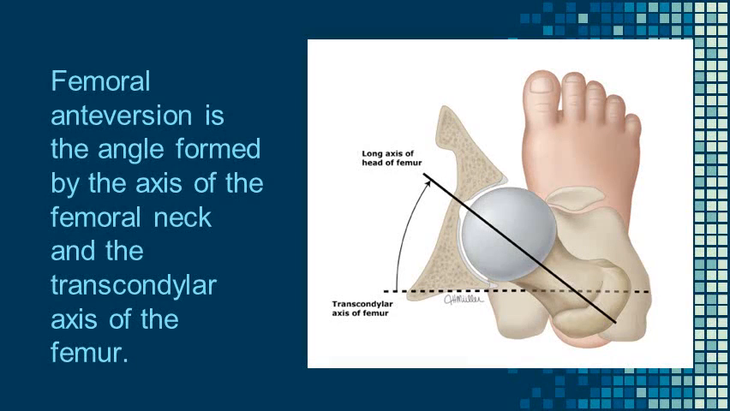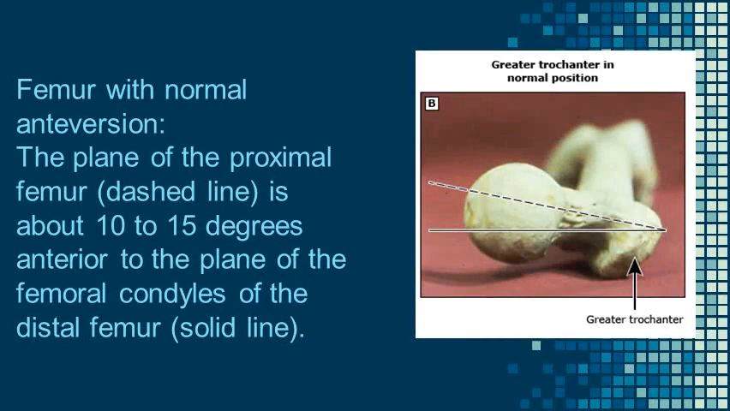So what is femoral anteversion? It is the angle formed by the axis of the femoral neck and the transcondylar axis of the femur. In a femur with normal anteversion, the plane of the proximal femur is about 10 to 15 degrees anterior to the plane of the femoral condyles of the distal femur.